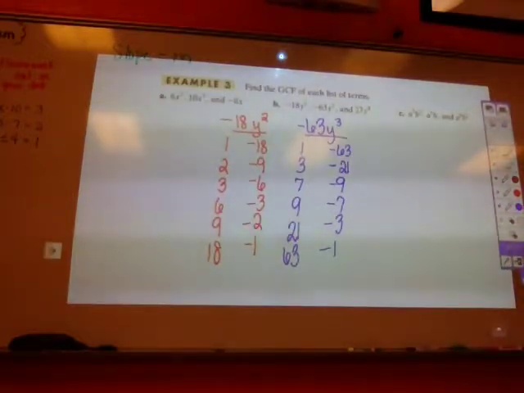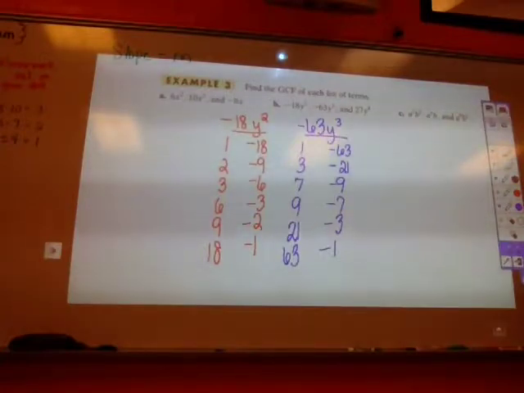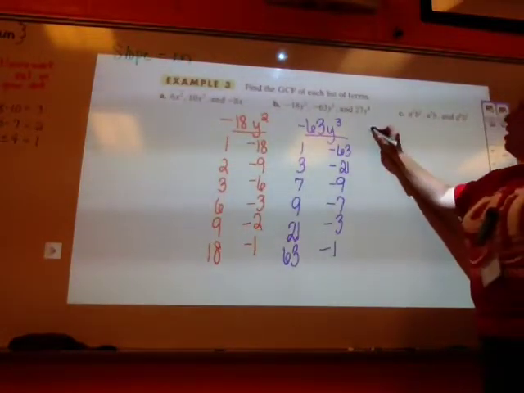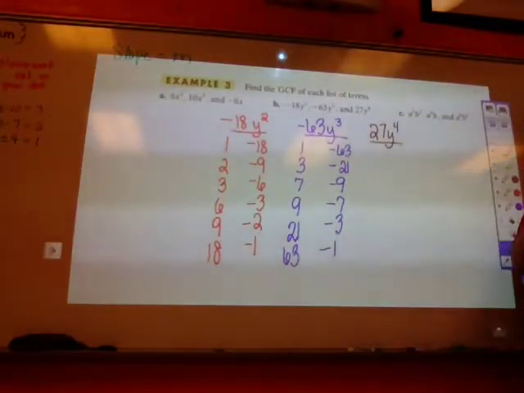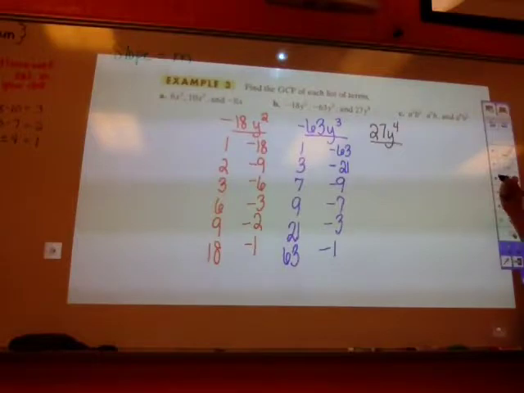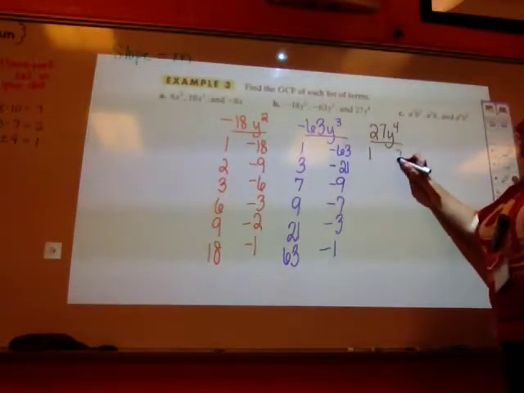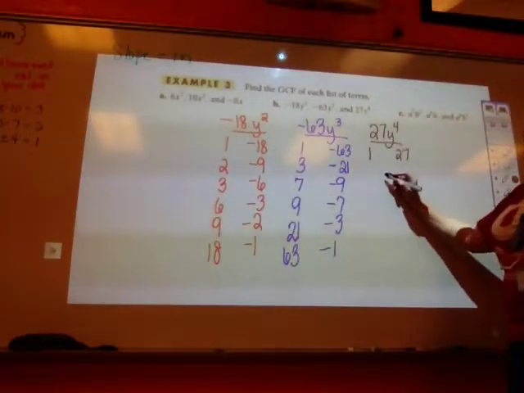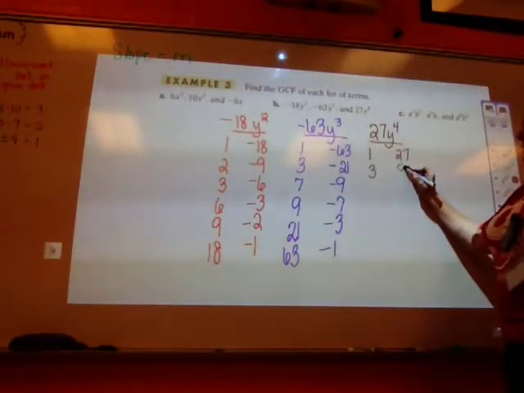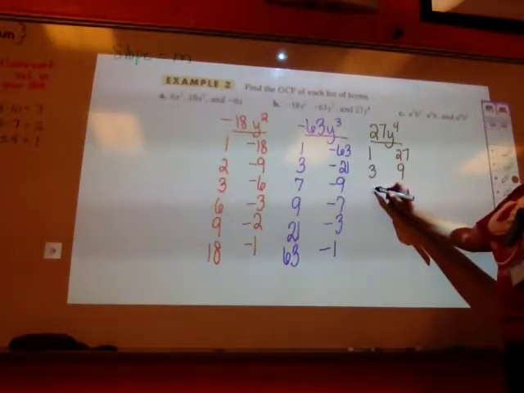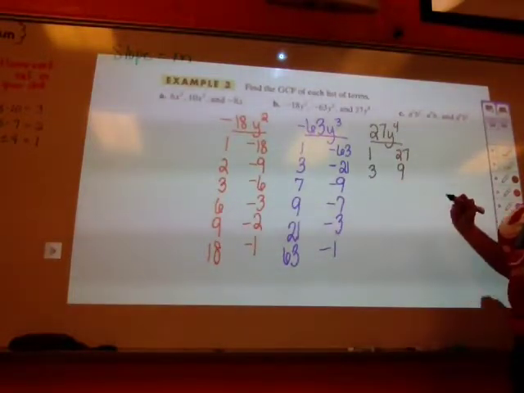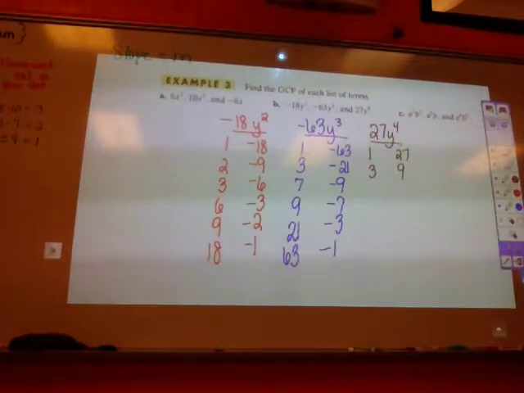This time, instead of making the turn, you just go straight to positives. Does that make sense? Okay. And then my last one is a positive 27y to the 4th. Do you worry about the y to the 4th? Nope, not yet. So I've got 1 and 27, 3 and 9, no 4, no 5, no 6, 7, or 8, and I don't have to worry about negatives because it's a positive number. Everybody okay with that?